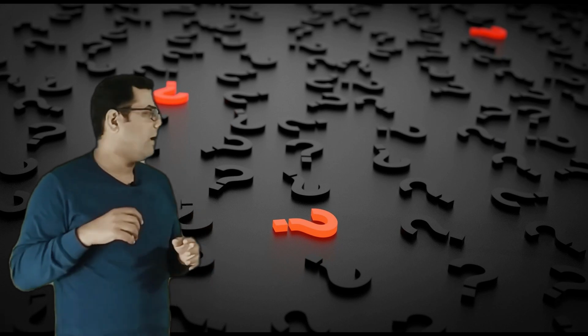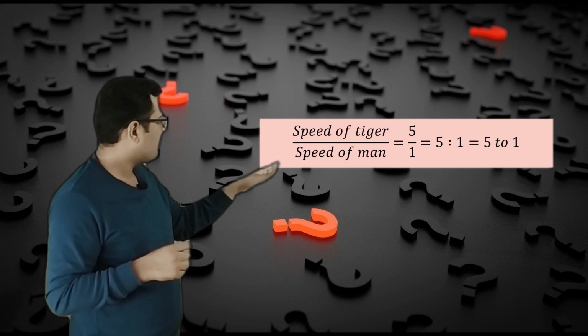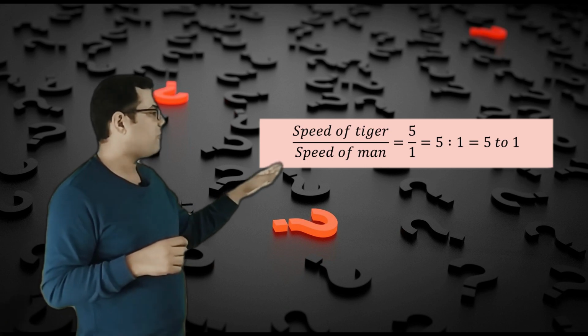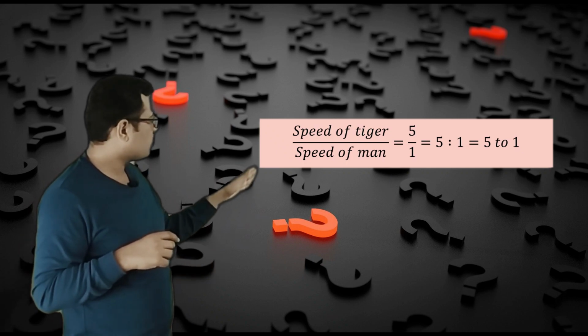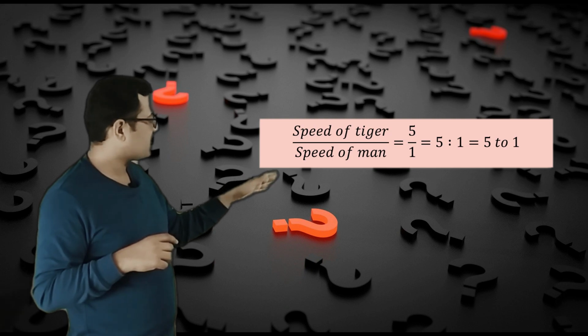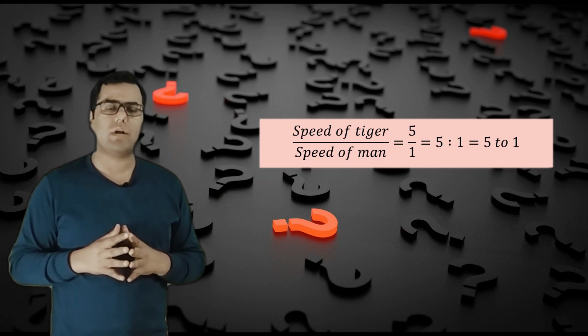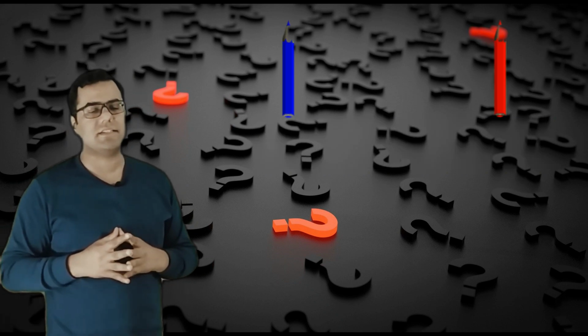Now ratios are written as, for example, the speed of a tiger and the speed of a man can be written as speed of a tiger divided by speed of a man equals 5/1, or 5:1. These three ways, that is, in fraction format, in colon format, or through the linguistic statement 5 to 1, you can express ratios. Okay, so now let's come back to the first example of pens that we discussed.